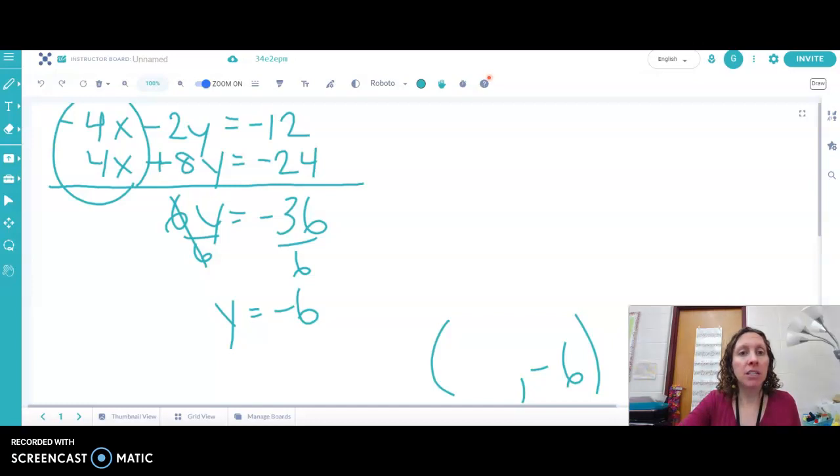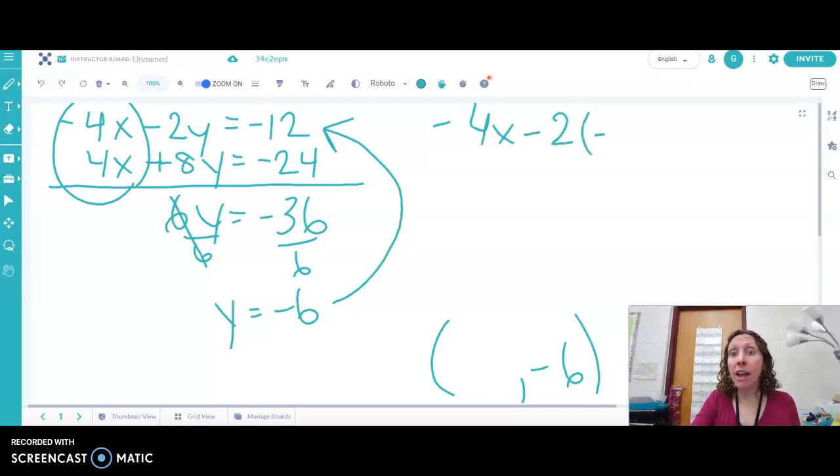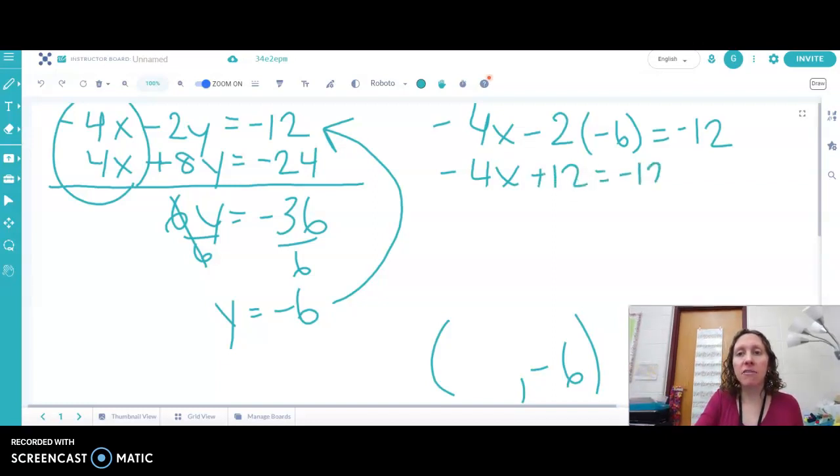So now we just take this and we get to plug it in to either equation. I'm going to plug it in to this one. Negative 4x minus 2 times y, which is negative 6, equals negative 12. So we have negative 4x, negative times a negative is a positive, so positive 12 equals negative 12.